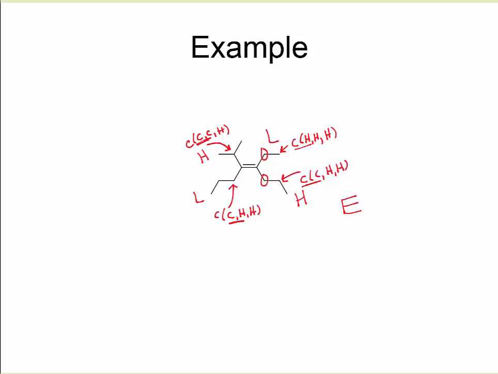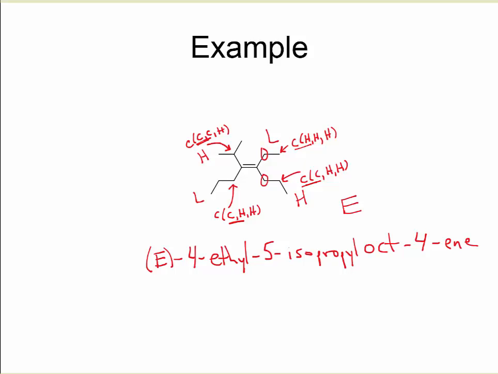Now once you learn how to name the alkenes, you will see how to write out the nomenclature for this molecule. It is E, 4-ethyl, 5-isopropyl, oct-4-ene.